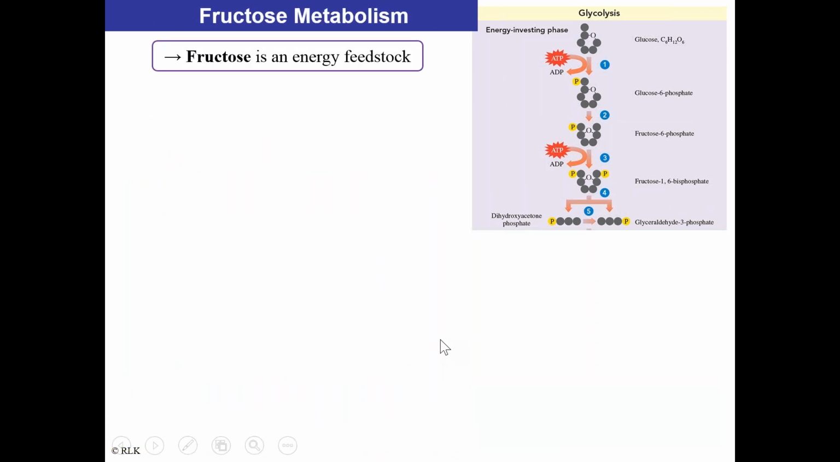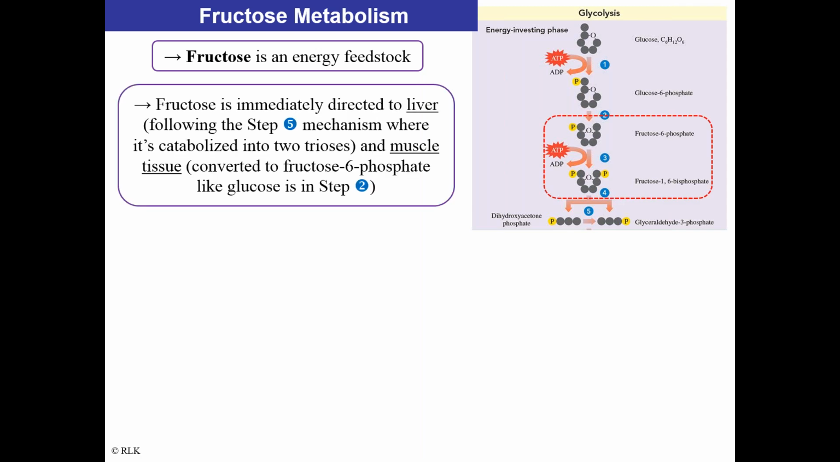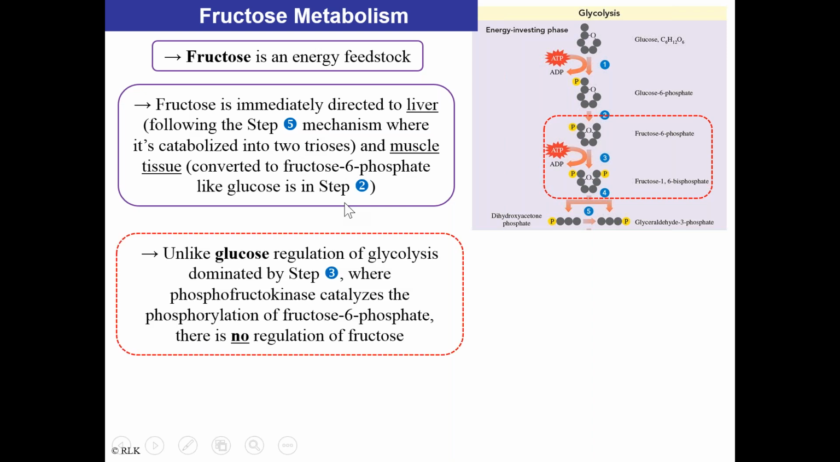And before we do, actually, this is where I want to talk about fructose. Fructose as an energy feedstock, right? This is really interesting, and this bears on fructose corn syrup, whether it's high fructose corn syrup or not. Fructose is immediately directed to the liver, following the step 5 mechanism, where it's catabolized into trioses, and in muscle tissue it is converted to fructose 6-phosphate like glucose.